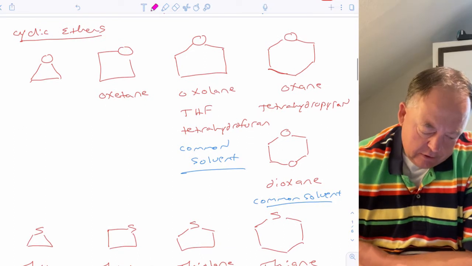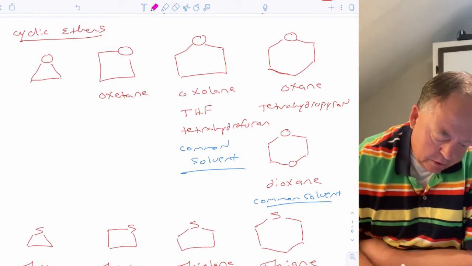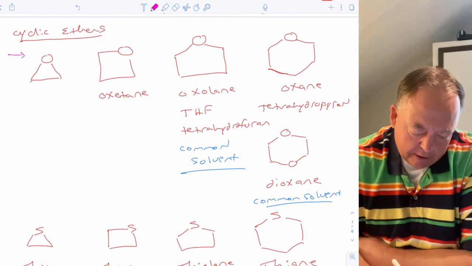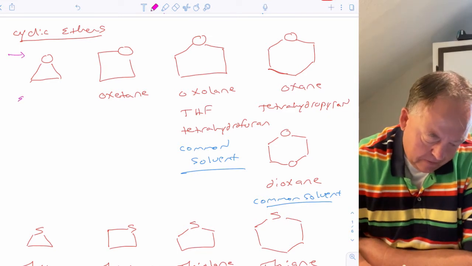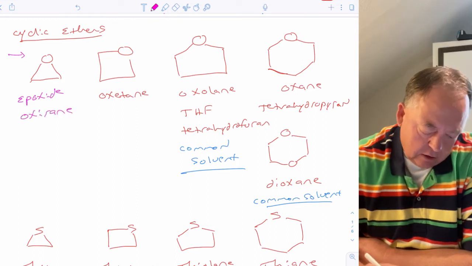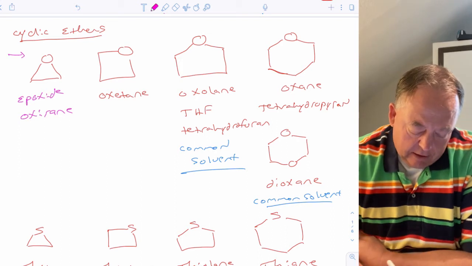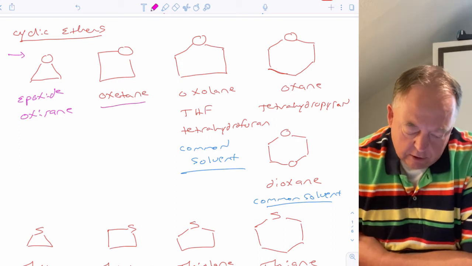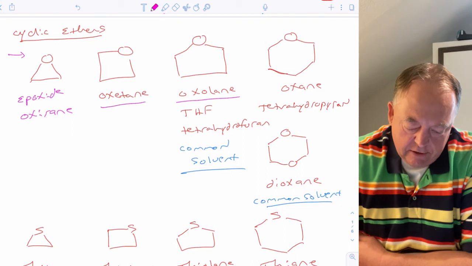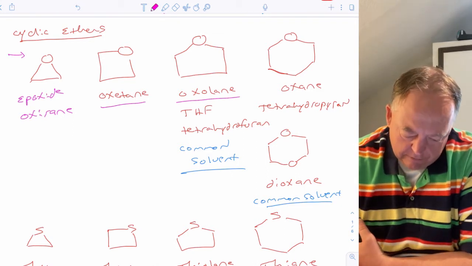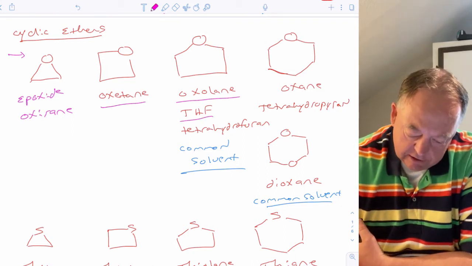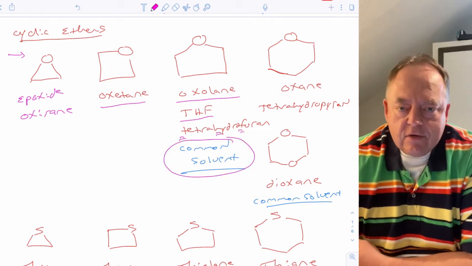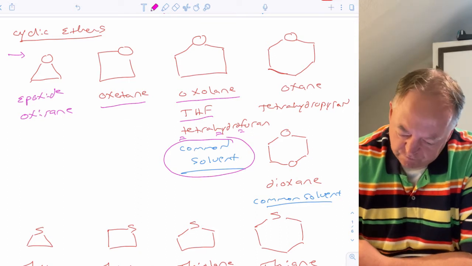Okay, cyclic ethers. This one is the first one you should recognize, that is an epoxide. Epoxides are also called oxiranes, so that's also an oxirane. If it's a 4-carbon ether, that's called an oxetane. A 5-carbon ether, that's called an oxolane. This particular one is called THF. That's an acronym for tetrahydrofuran. If you remember, we've talked about this before. That's a common solvent in organic chemistry.